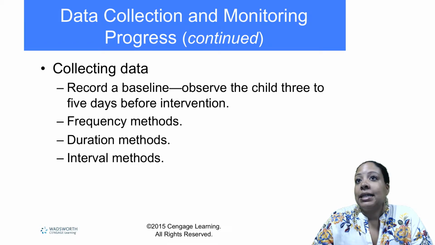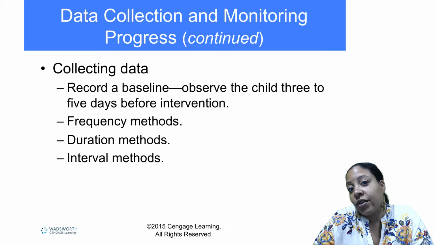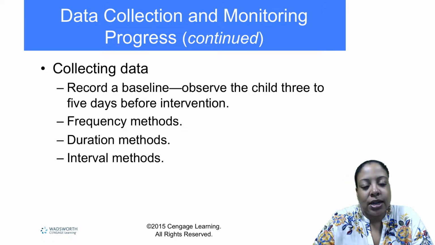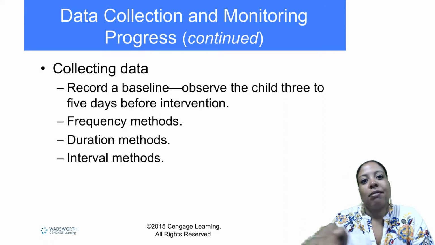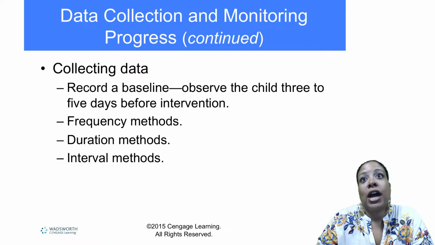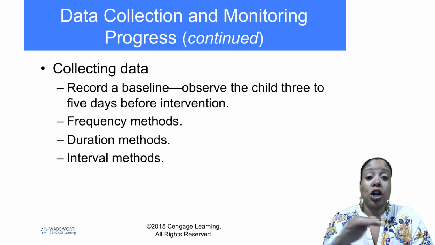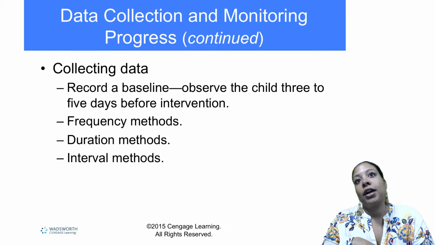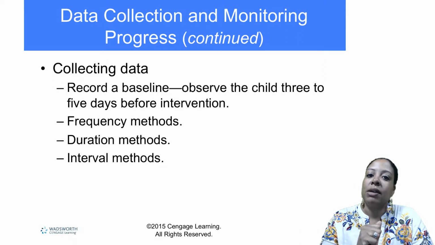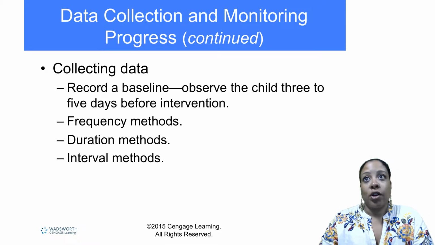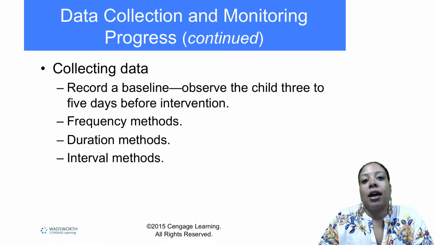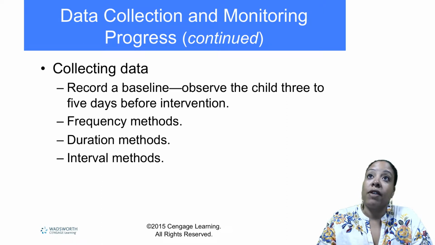So when you're collecting the data, you want to record a baseline. This would be like your control group, sort of, if you're doing an experiment or a study. So the baseline would be, how do you establish what the norm is? This is when you observe the child 3 to 5 days before the intervention to determine what is normal for that child. You can use your frequency methods, duration methods, and or interval methods for your data collection. And when you're going through the process of recording the baseline 3 to 5 days before the intervention.